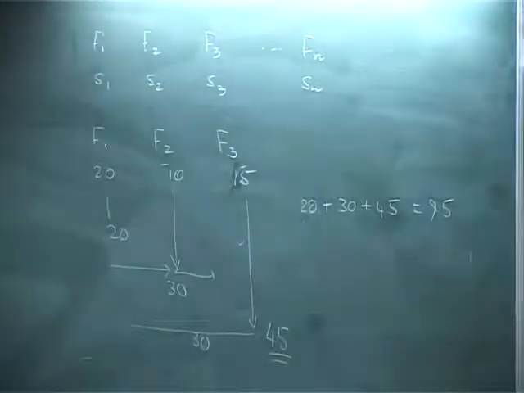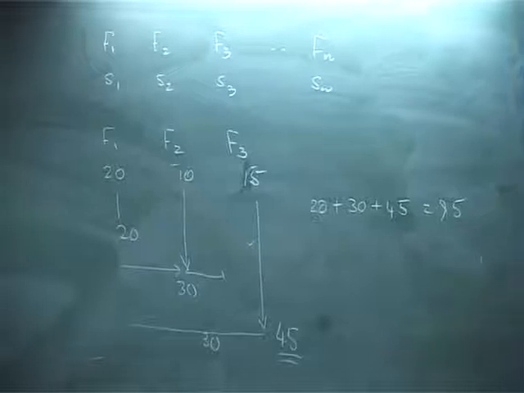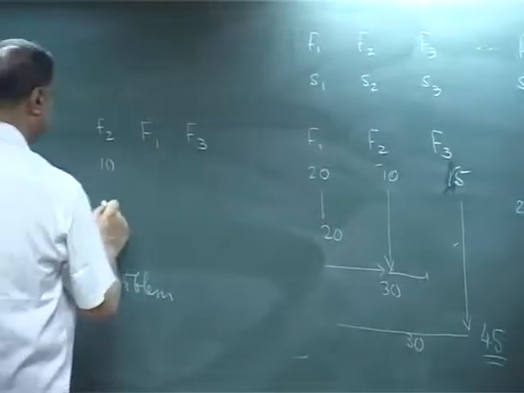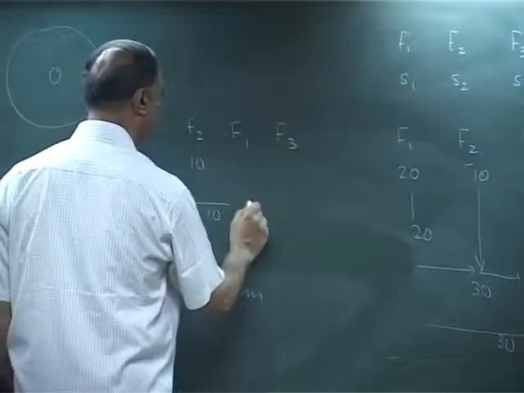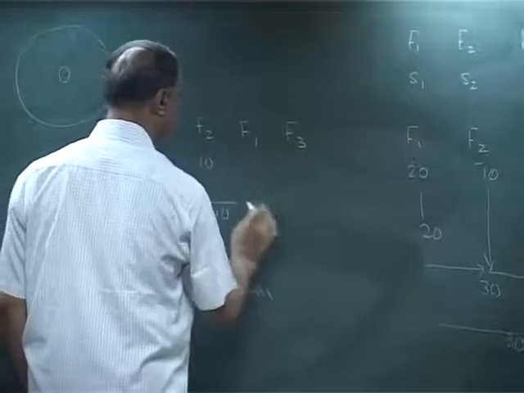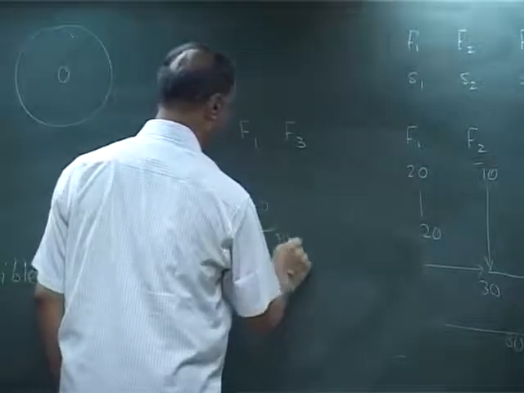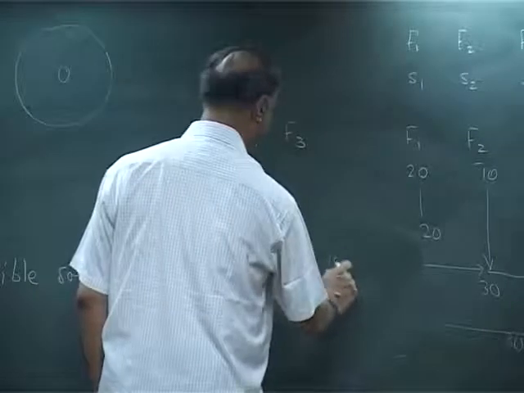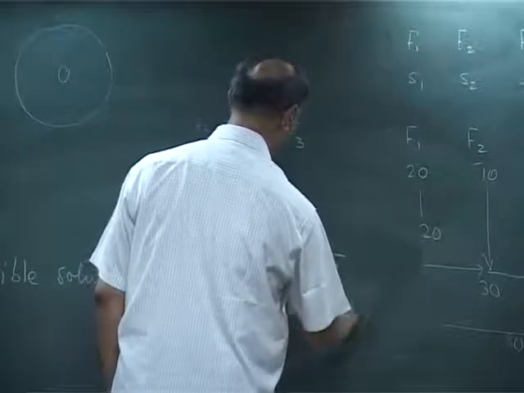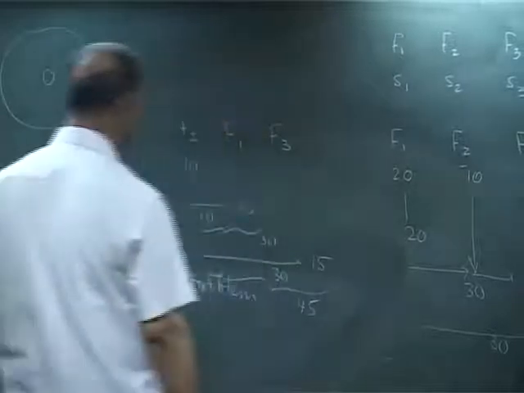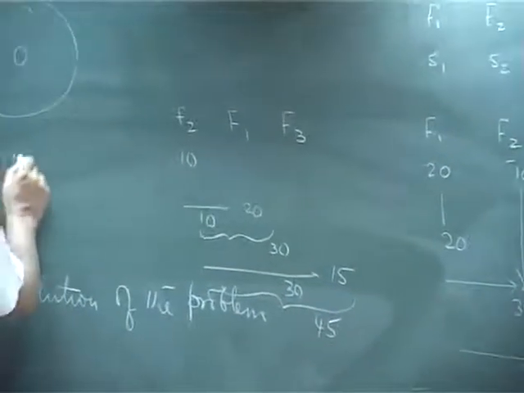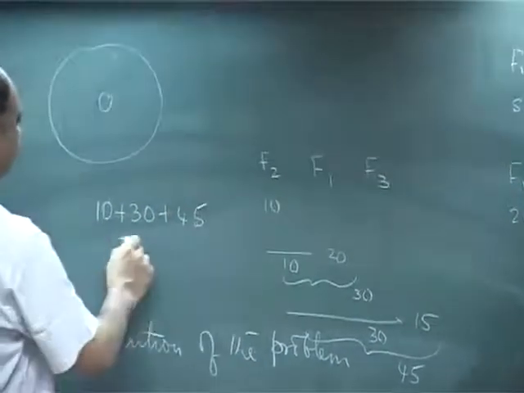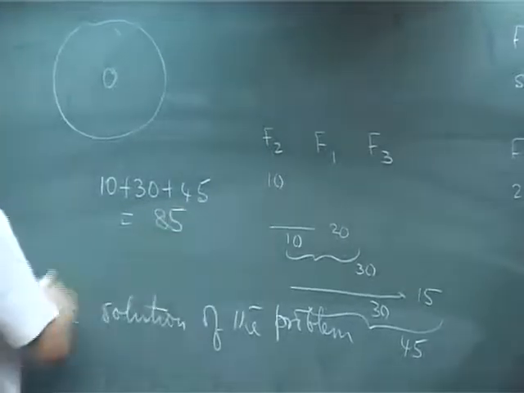Now, if I think the other way, and store first F2, then F1, then F3, what happens? The first time it is 10, the second time it is 10 and then 20, so this becomes 30. The third time it is 30 movements plus 15, so this gives you 45. That means 10 plus 30 plus 45, which gives you 85 record movements.